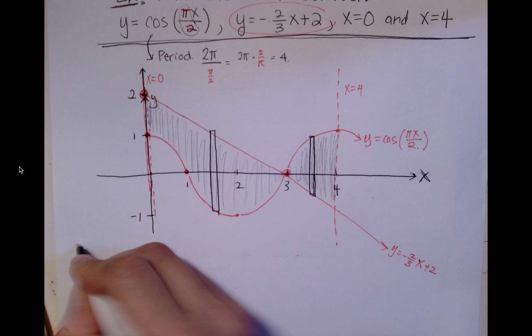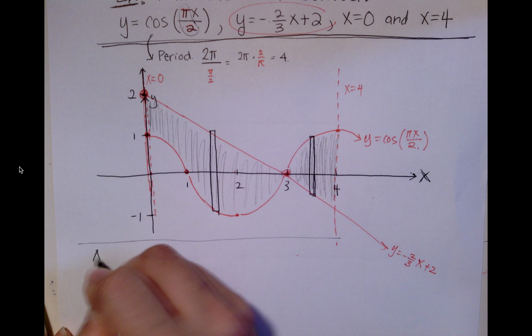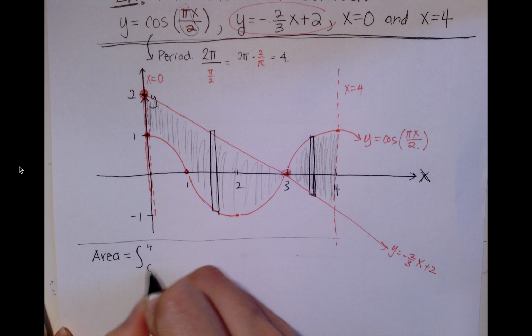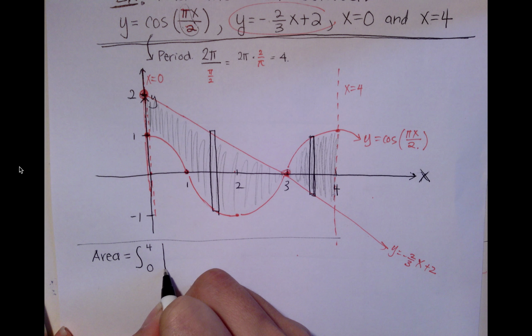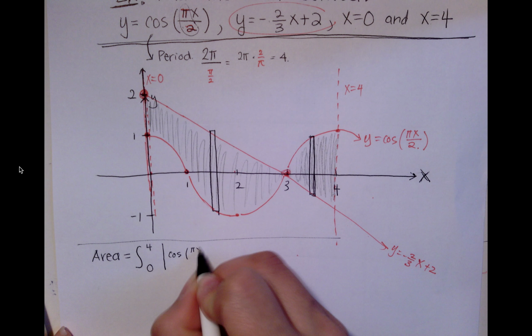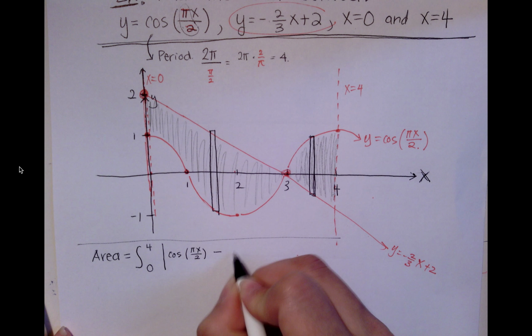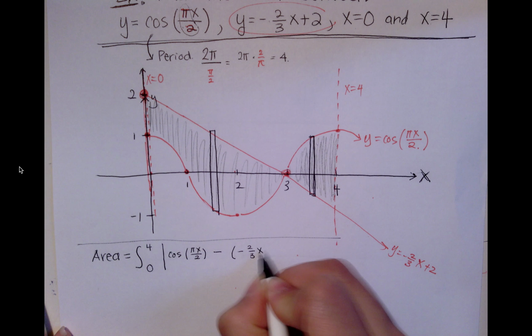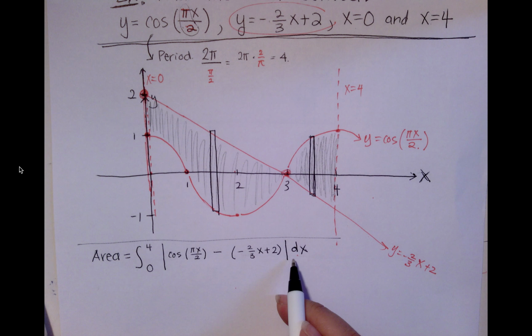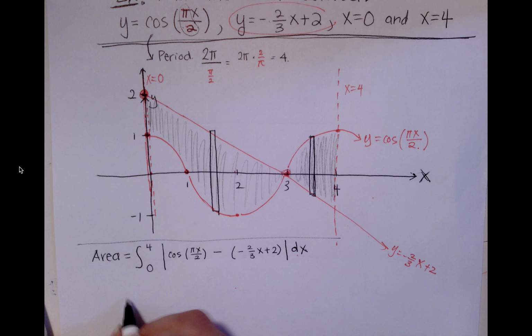So the area, the most general form of the integral, is that the area from 0 to 4 is going to be given by the integral of the absolute value of cosine pi x over 2 minus the line. This is the most general form of the integral. I put the absolute value because at this point we're not sure which function is on top. So let's rewrite this in terms of top and bottom functions.